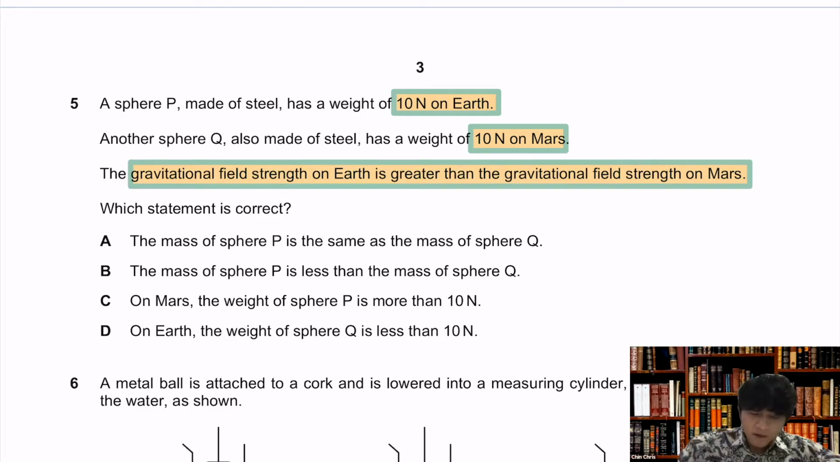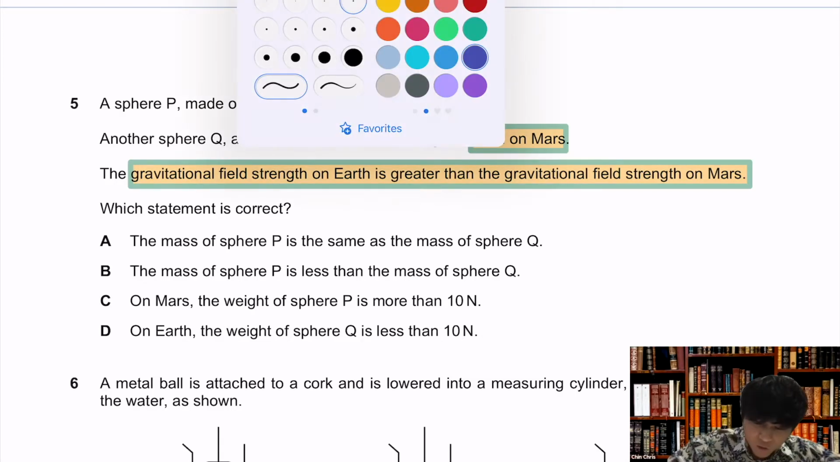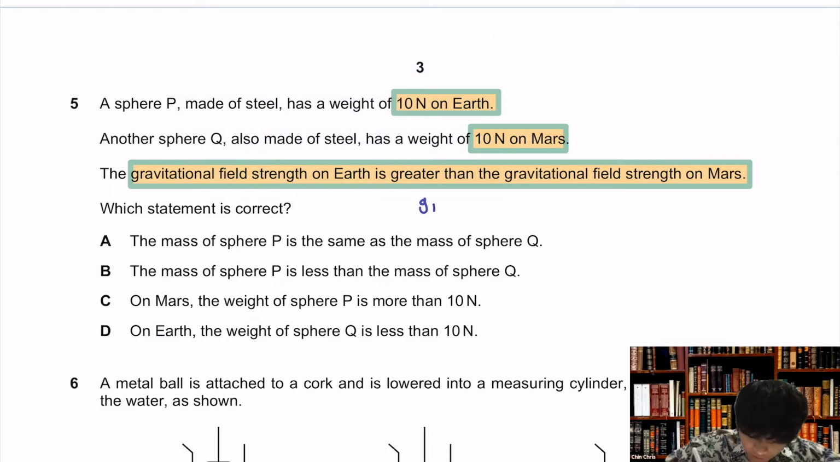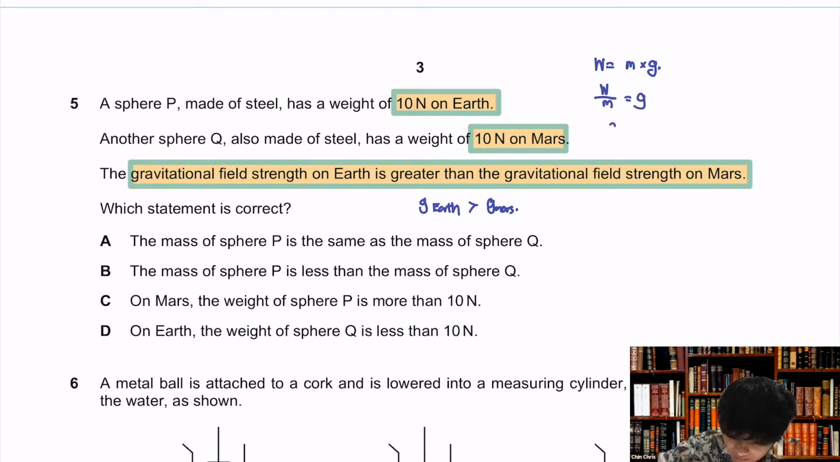It's a great field. Right now, they already told you that the gravity of Earth is so much bigger than the gravity of Mars. Am I right? However, you know that weight is equal to mass multiplied by gravity. If weight is constant, can you see that W over M is equal to gravity? So I can say that gravity is inversely proportional to mass.